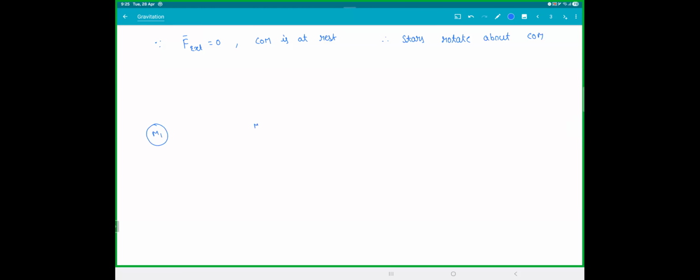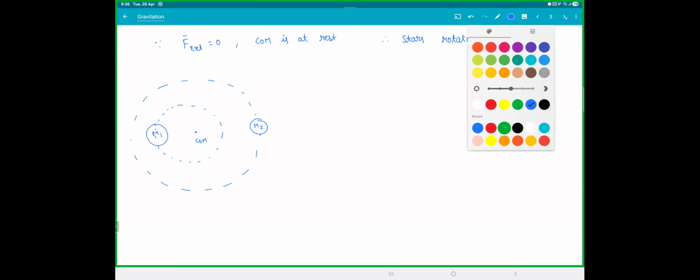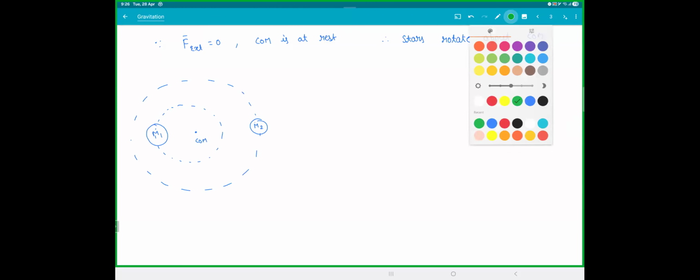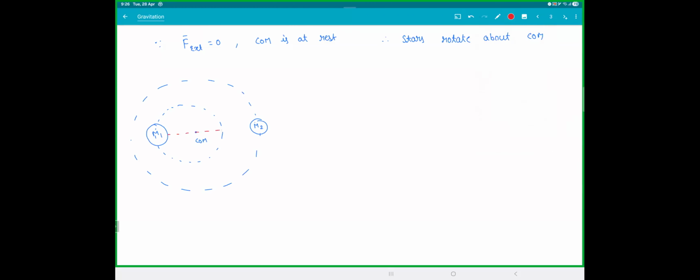So if you have M1, you have M2, and let's say this is your COM. This one is going in this circle, and this one is going in a bigger circle. After some time, M1 will come here. It's like a dumbbell fixed at some point, and M2 will be here. They have to be always on the opposite side. So they'll have the same omega.